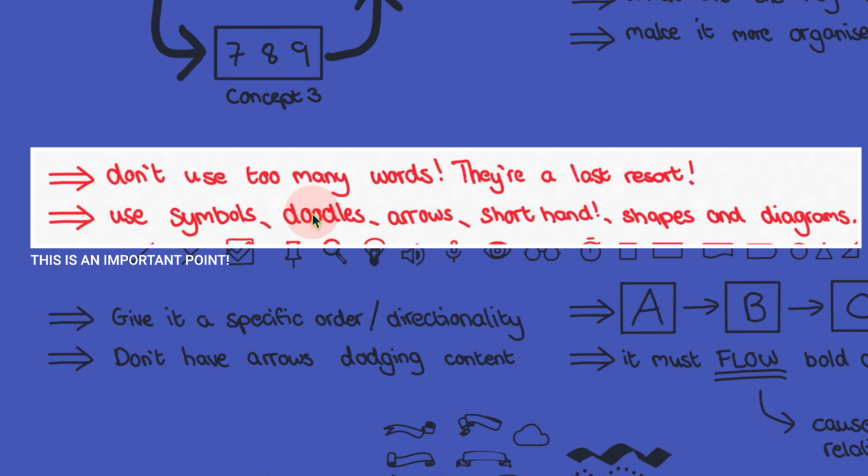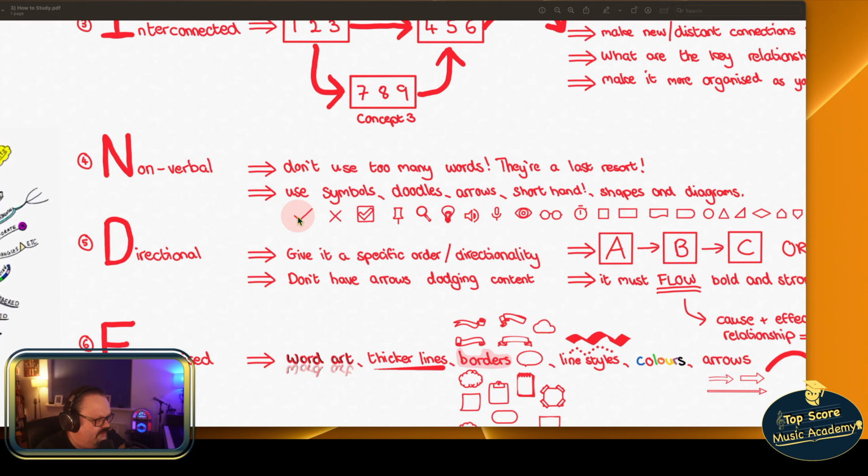Use symbols, use doodles, arrows, shorthand, abbreviations, shapes and diagrams, all this type of stuff here. So try to use as many symbols as possible to group your information and to represent information as well. Obviously you want to box your information together, and you may make that box a certain shape that represents a certain feature. So for example, all of your harmonic features could be inside an oval or circular shape. All of your melodic features could be inside a square, and maybe all your rhythmic features could be inside a triangle or something.